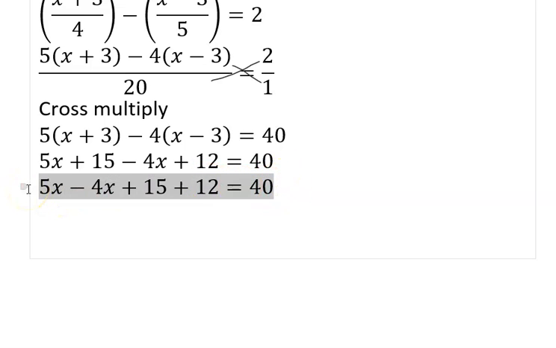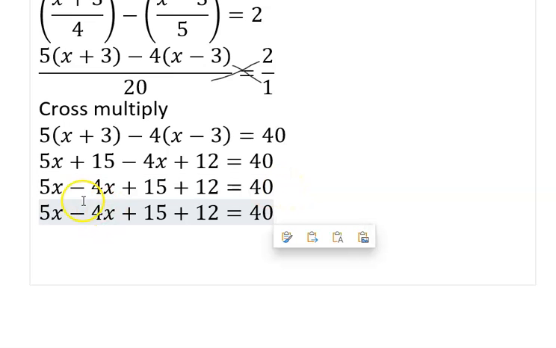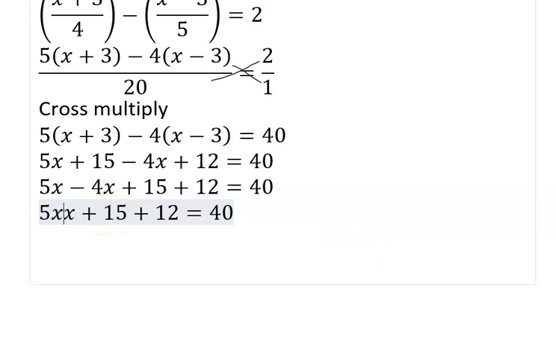So you say 5x minus 4x, you'll be left with 1x. There's no point writing 1x, we can just write x. Beautiful. 15 plus 12 that we have here will give us 27. Awesome.